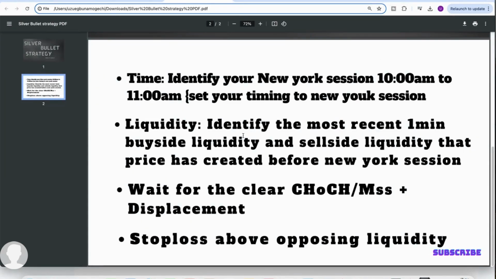Liquidity. Identify the most recent 1 minute buy side liquidity and sell side liquidity that price has created before the New York session started. Wait for a clear change of character or a shift in market structure, plus a displacement. Stop loss above opposing liquidity.